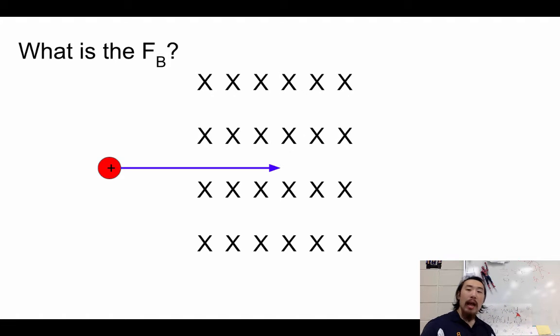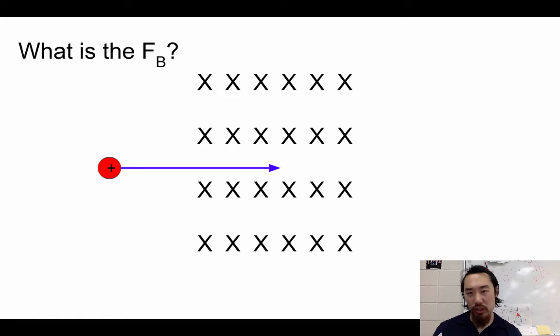Okay, let's try that one more time. We have a charge. It's moving to the right. The field is into the screen. And so the force it'll feel is directed upwards with your thumb. Okay, did you get it right? Good. Now, here's a very important concept.